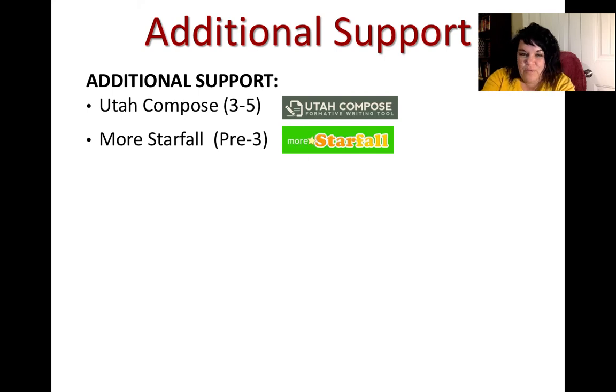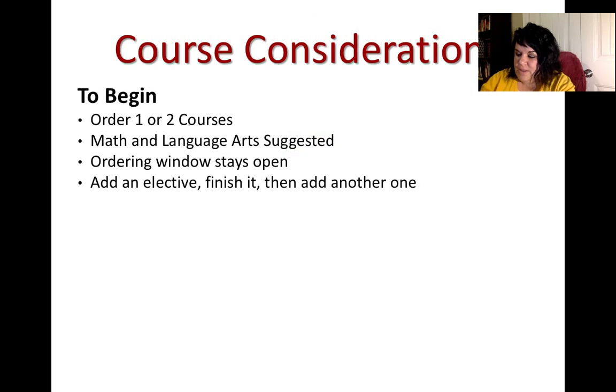As you decide on what courses you want, think about these considerations. As you begin, we ask you to order 1 to 2 courses. This allows you to get your feet wet and figure out how things are going to work, and also to get a good routine and schedule in place for you and your kids before you order other courses. The first 2 courses that we suggest you start with are math and language arts. You do have the option to add other courses throughout the year because our ordering window stays open.